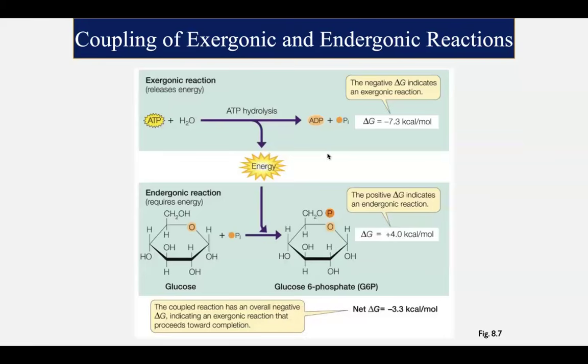Okay, I saw someone ask that they were a bit confused about this. What I'm saying is that you can couple reactions together to make the overall reaction spontaneous. ATP hydrolysis is an exergonic reaction. However, adding a phosphate to glucose is an endergonic reaction. But when you couple them together, because you release more energy than the energy required to combine the phosphate with glucose, the overall reaction has a net delta G of negative 3.3, which means it is an overall exergonic reaction that proceeds towards completion. So it is spontaneous.